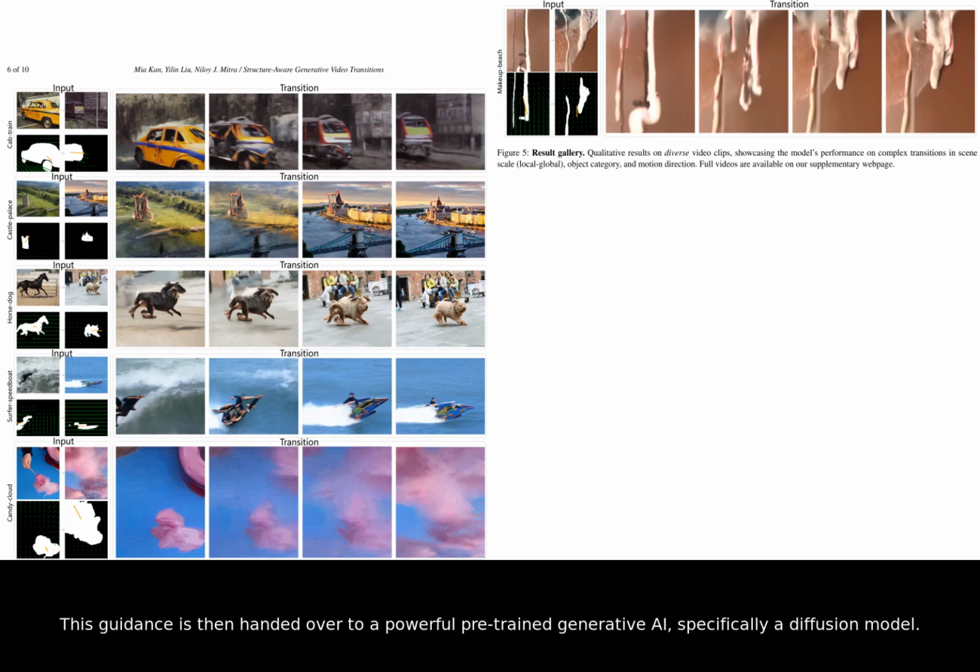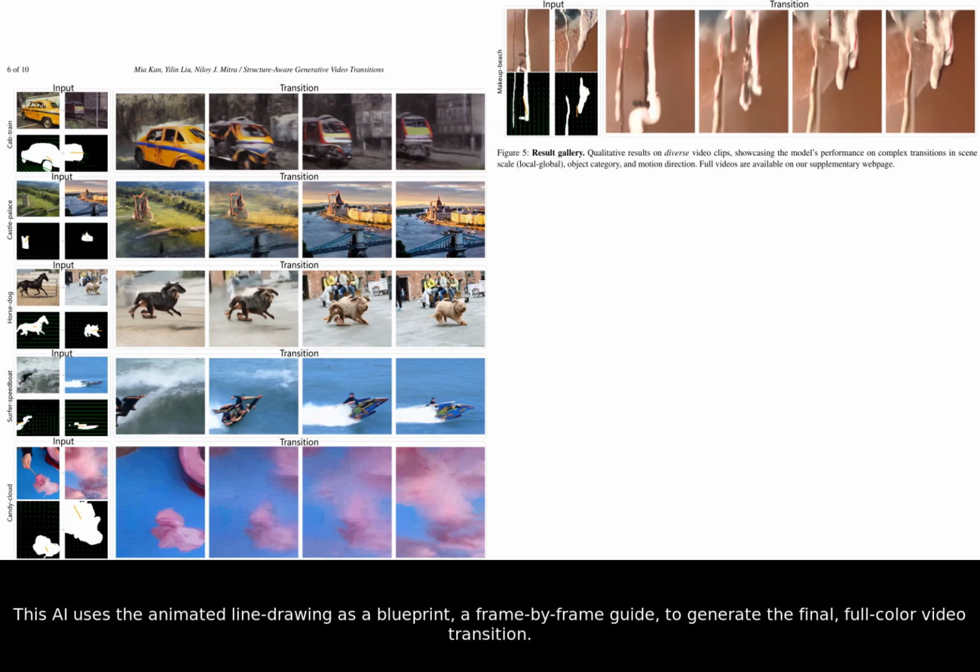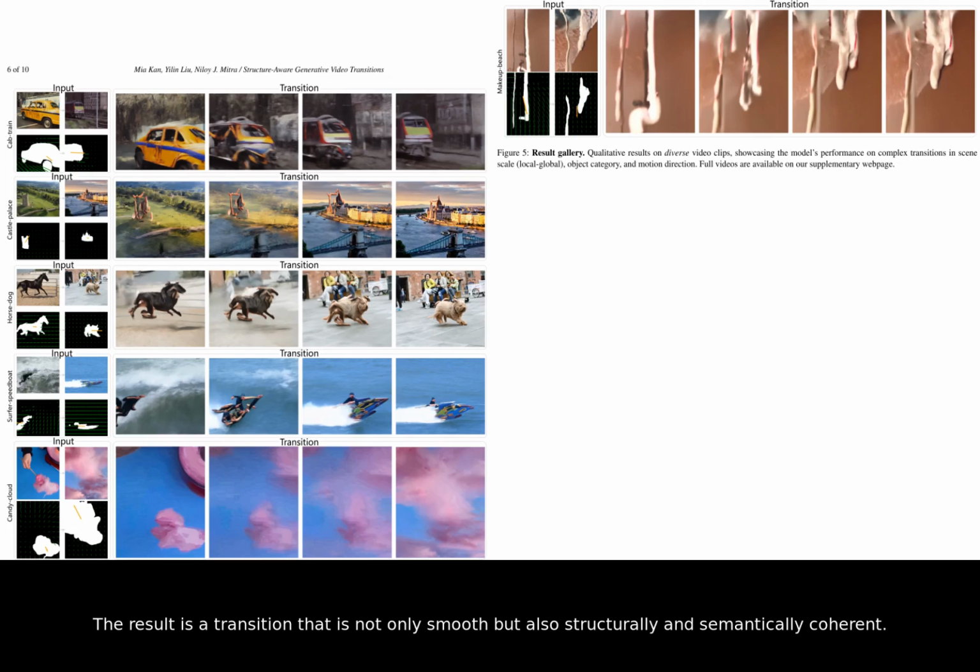This guidance is then handed over to a powerful pre-trained generative AI, specifically a diffusion model. This AI uses the animated line drawing as a blueprint, a frame-by-frame guide, to generate the final, full-color video transition. The result is a transition that is not only smooth, but also structurally and semantically coherent.